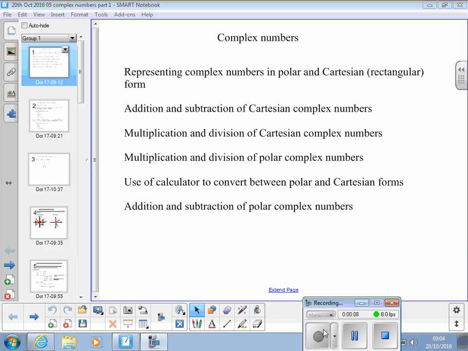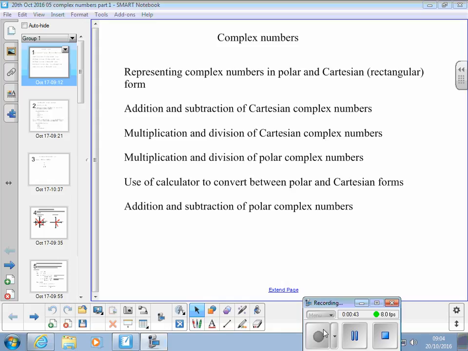We're moving on to the second learning outcome in paper 1 of the maths. We're going to spend a couple of weeks on this: complex numbers. Today we're going to look at representing complex numbers in both polar and Cartesian form, which is a mathematical term. In engineering, we often talk about rectangular form. So polar and rectangular form links in with the way we use the calculators to do this work.